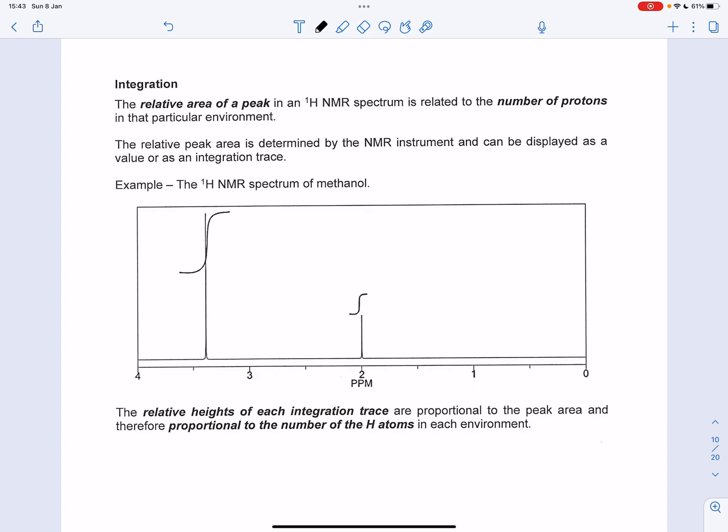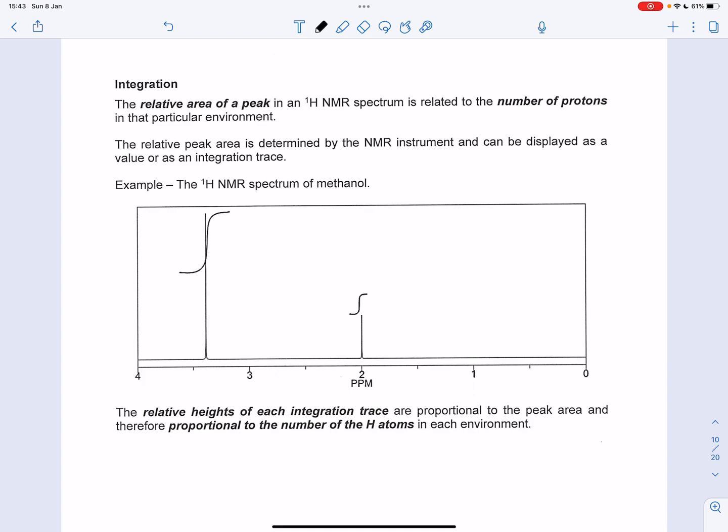Often the computer is just going to print onto your spectrum the area under these peaks relative to the smallest peak. So the computer would measure the smallest peak and then see how many times bigger the area under the larger peaks are in comparison to the smallest peak. They could also do this as an integration trace, which is what is being done here. So they've measured the areas under the peak and represented that as what's called an integration trace, and the height of that integration trace is going to determine the relative proportions.